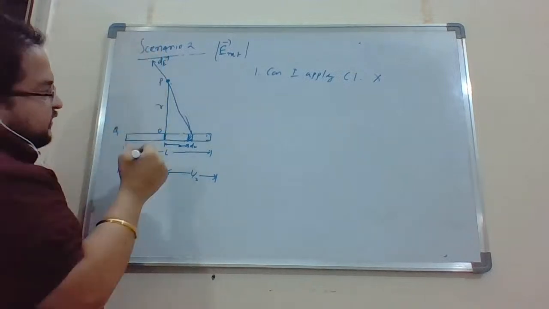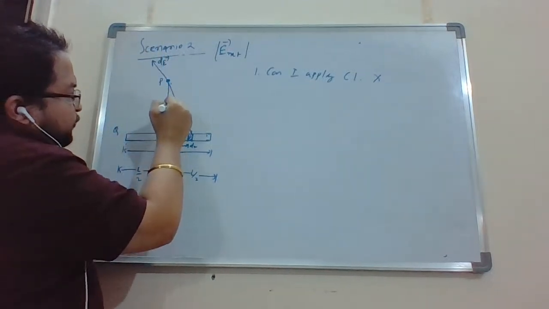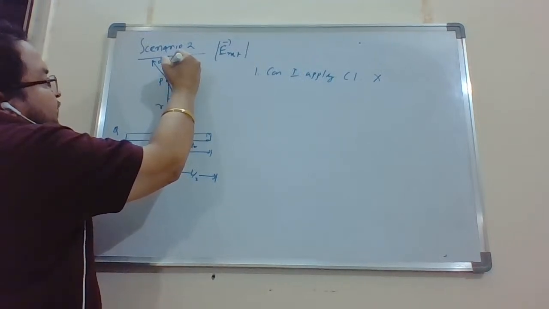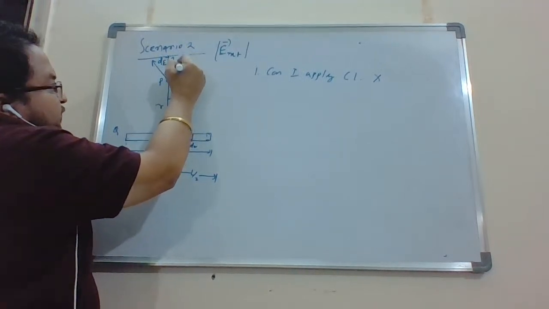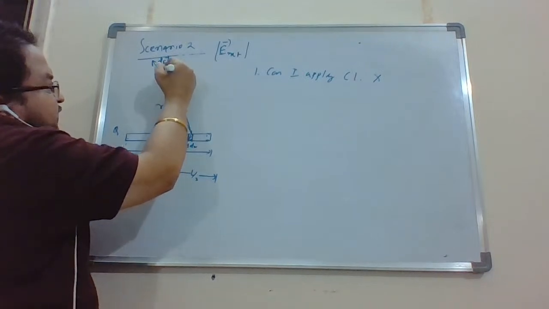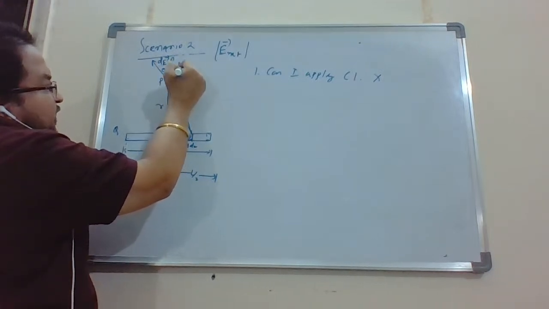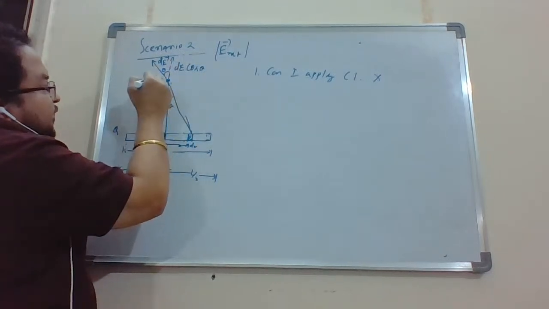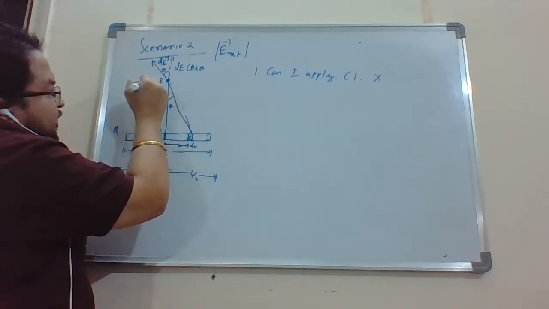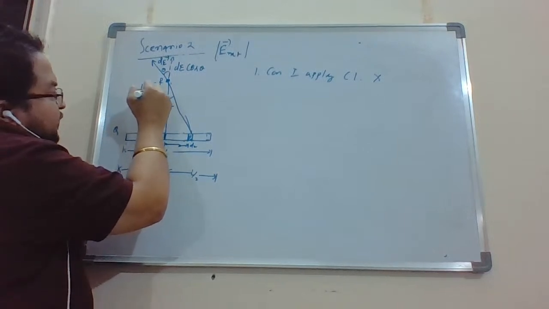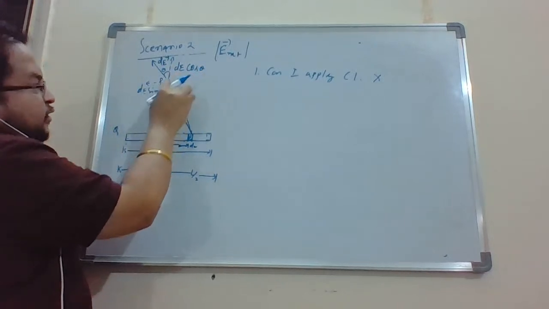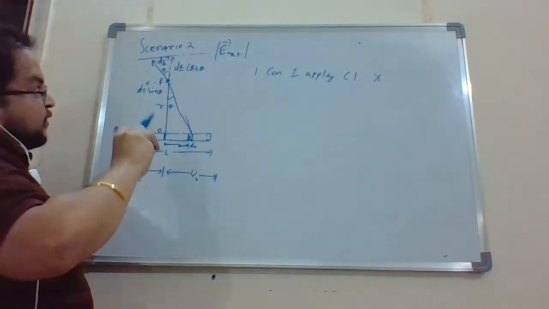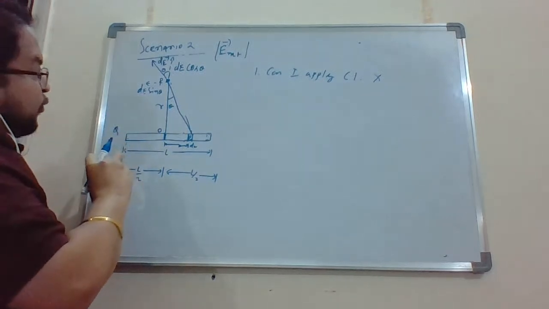If this is dE, let us assume this angle is theta. If this is theta, obviously this angle will also be theta. So this one will be dE cos theta, and this component would be dE sine theta. Again, you need not mug it up. I have explained in one of my previous lectures how we do vector component resolution.